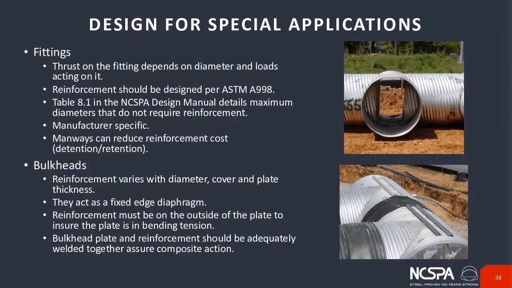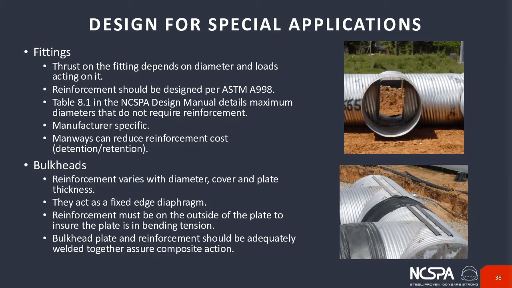So, special applications. First, we'll go into fittings. Standard or custom fittings can be shop corrugated or shop fabricated with corrugated steel pipe. It's similar to the pipe itself in the way it's designed, in that the thrust of the fitting depends on the diameter and the loads. All reinforcement should be designed with ASTM A998, and there is a table in the NCSPA design manual that references maximum diameters that don't need reinforcement for up to 10 feet of cover with standard highway loads.